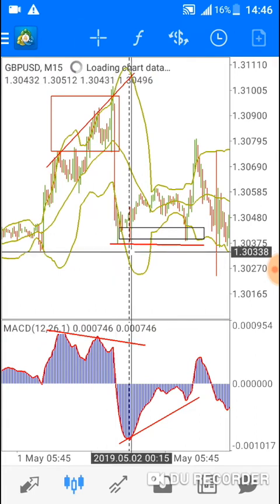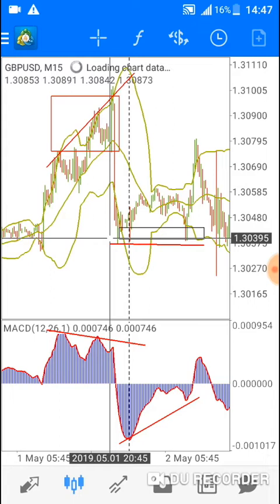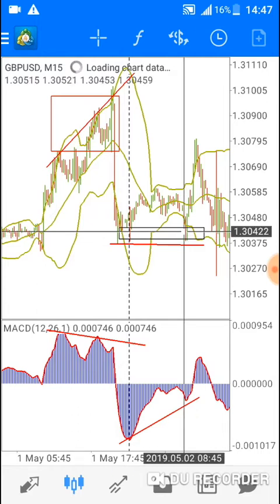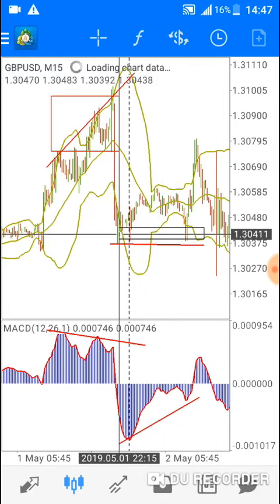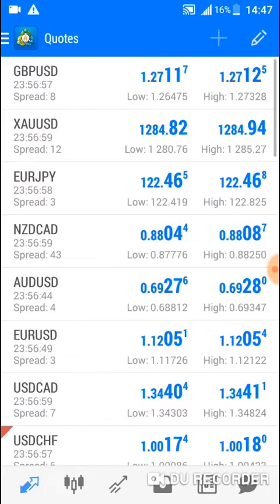The black box means the price on 1 hour didn't manage to close below the lower band, but there was still a divergence on 15 minutes, so it's not valid for me. You can still trade it, but for me it's not valid. So another setup there, let's choose another pair.